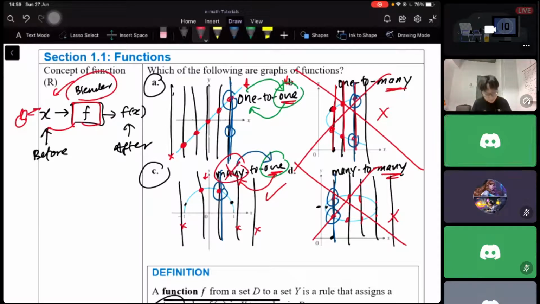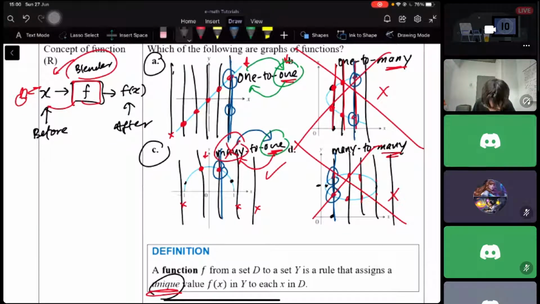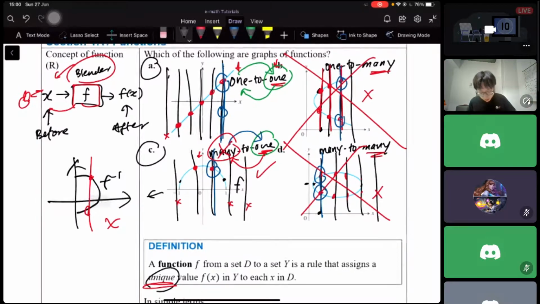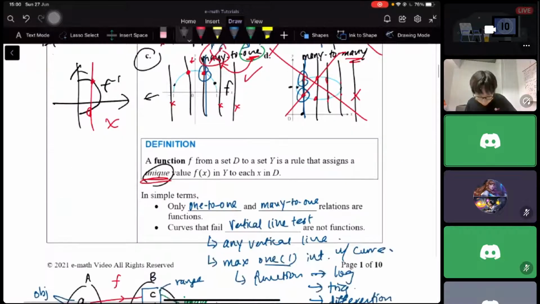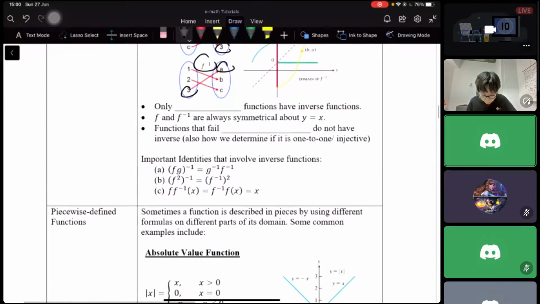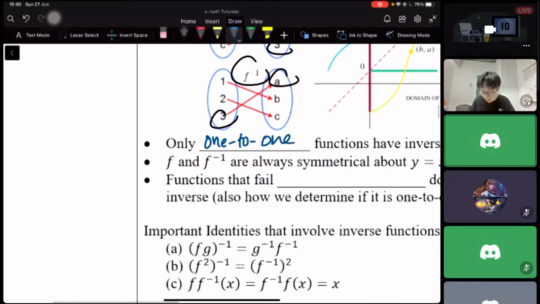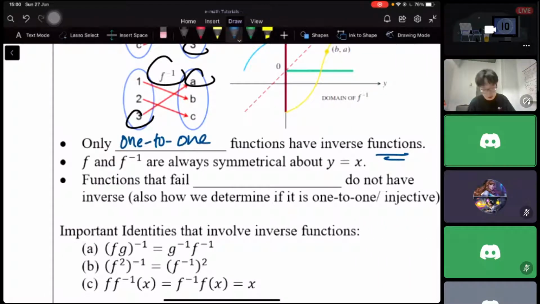Something wrong, right? Your output becomes not unique, which means if you sketch the inverse of this one, it will look something like this, and if you draw a vertical line, the test is going to fail. This is your f, this is your f inverse. So we cannot call this a function. With that, we can draw a simple conclusion that only one-to-one functions have inverse functions.